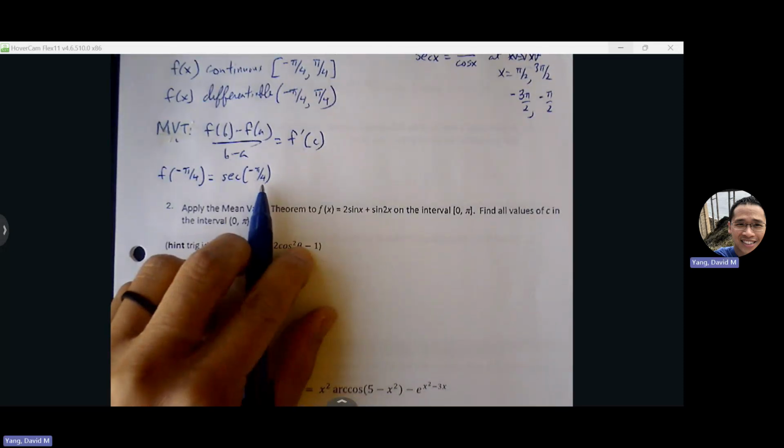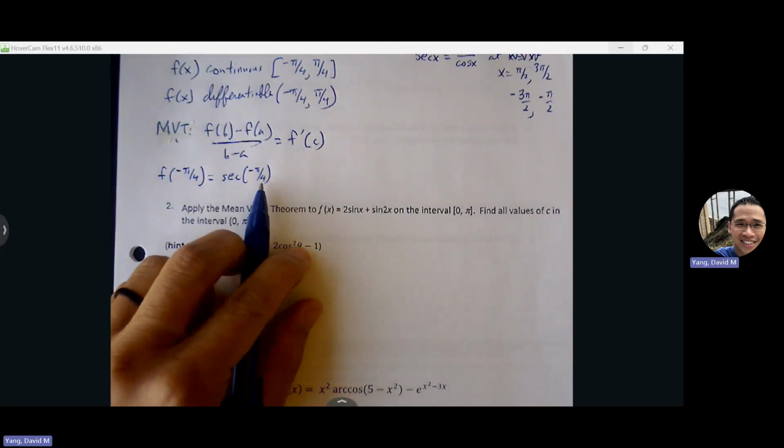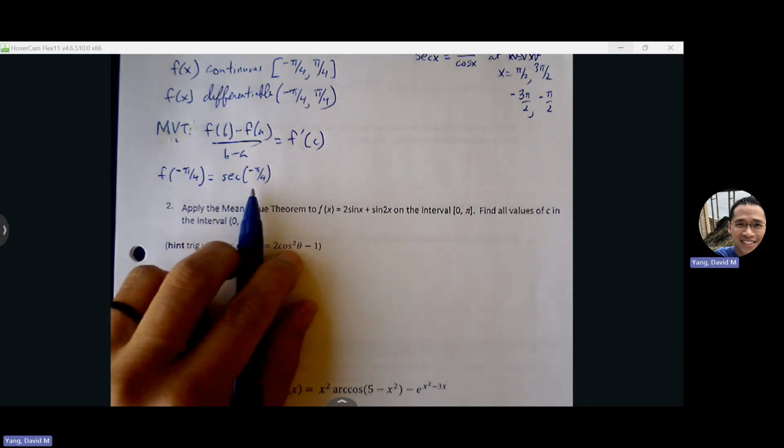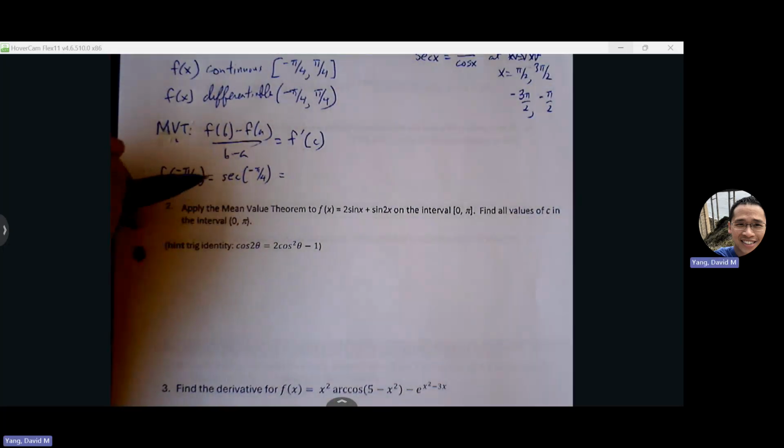All right, secant of negative pi over 4. Negative pi over 4 is the same thing as 11 pi over 4 in the 4th quadrant. Secant is similar to cosine in the sense that cosine is positive in the 4th quadrant. Secant is also positive in the 4th quadrant.